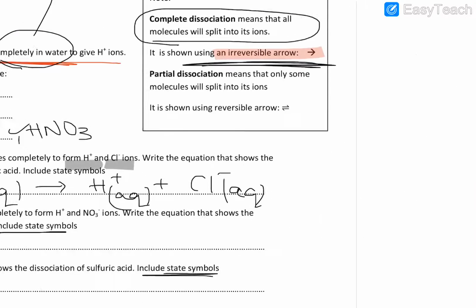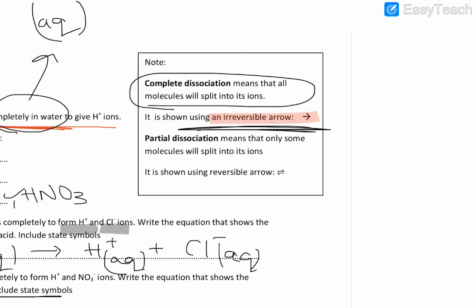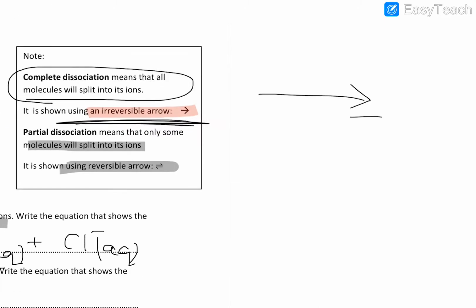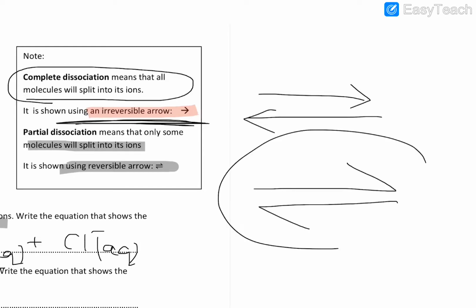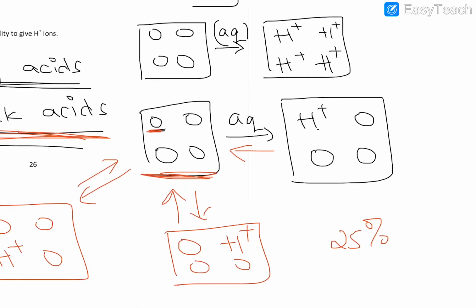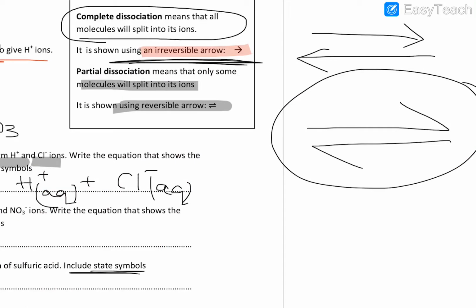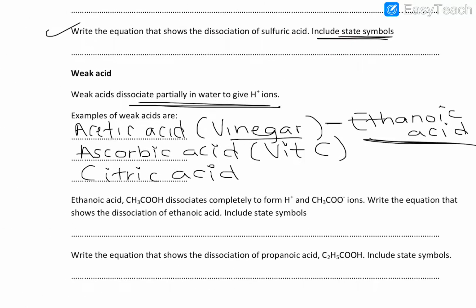Now, when you look at this, partial dissociation means that only some molecules will split into ions, and this is shown using a reversible arrow. Be careful when you write a reversible arrow. This is not a reversible arrow. This is wrong. You have to have a half arrow on top and a half arrow at the bottom. This is a reversible arrow, which means that the reaction goes in both directions. The reaction will occur on this side, and then we'll get back on the other side. So it will go back and forth. This is what this arrow shows. It is a reversible arrow, meaning the reaction occurs on both sides.